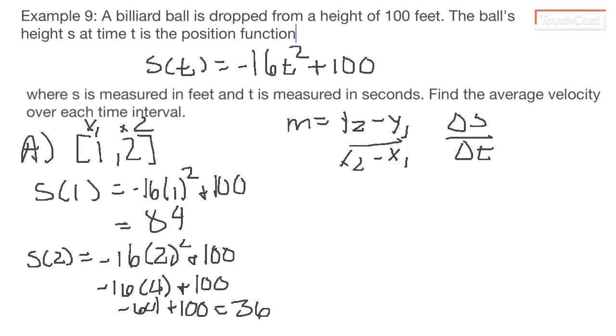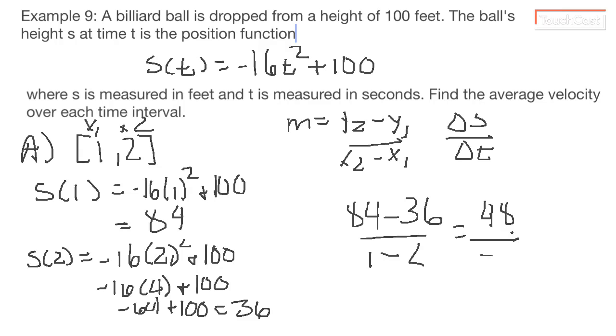So anyway, change of s. We've got 84 minus 36 over 1 minus 2. 84 minus 36, well, that is 48. 1 minus 2, that's negative 1, which means our average velocity is going to be negative 48 feet per second.